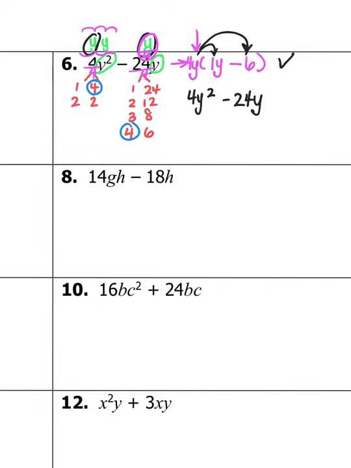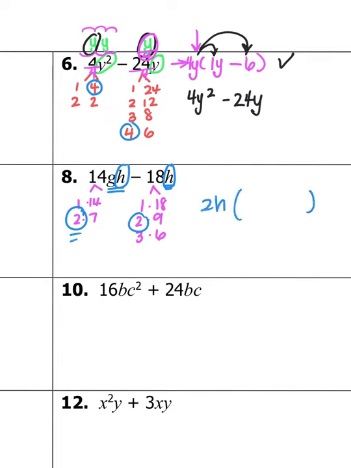All right, let's go ahead and try number 8 together as well. So on number 8, 14 could be 1 times 14 or 2 times 7. 18 could be 1 times 18 or 2 times 9 or 3 times 6. So the largest number that goes into both of them is actually only a 2. Then this one has a G and an H, and this one just has an H. So they both have an H in common. So my GCF would be a 2 and an H.